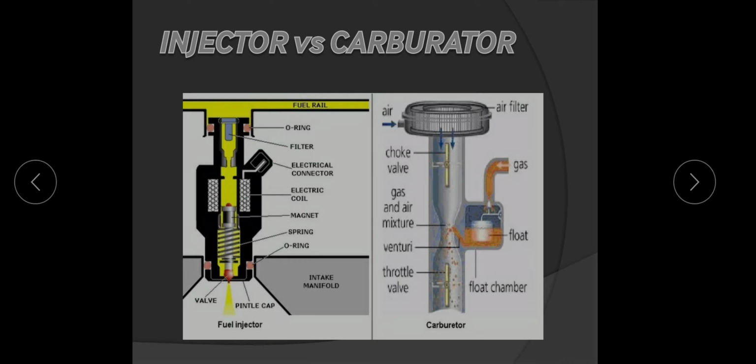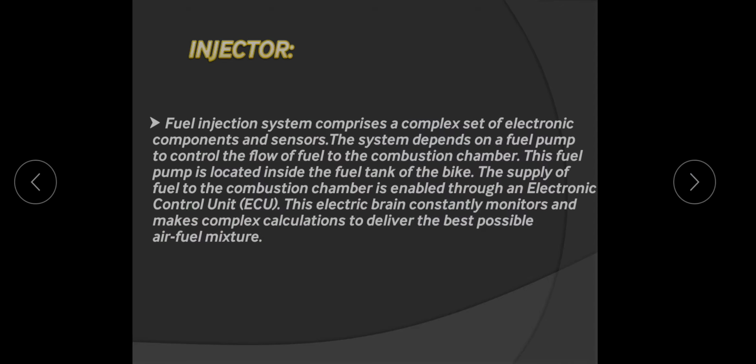The fuel comes through the fuel pump to the fuel injector. The fuel injector injects the fuel into the combustion chamber. Here, the injector fuel injection system comprises a complex set of electronic components and sensors. The system depends on a fuel pump to control the flow of fuel to the combustion chamber. This fuel pump is located inside the fuel tank of the bike.